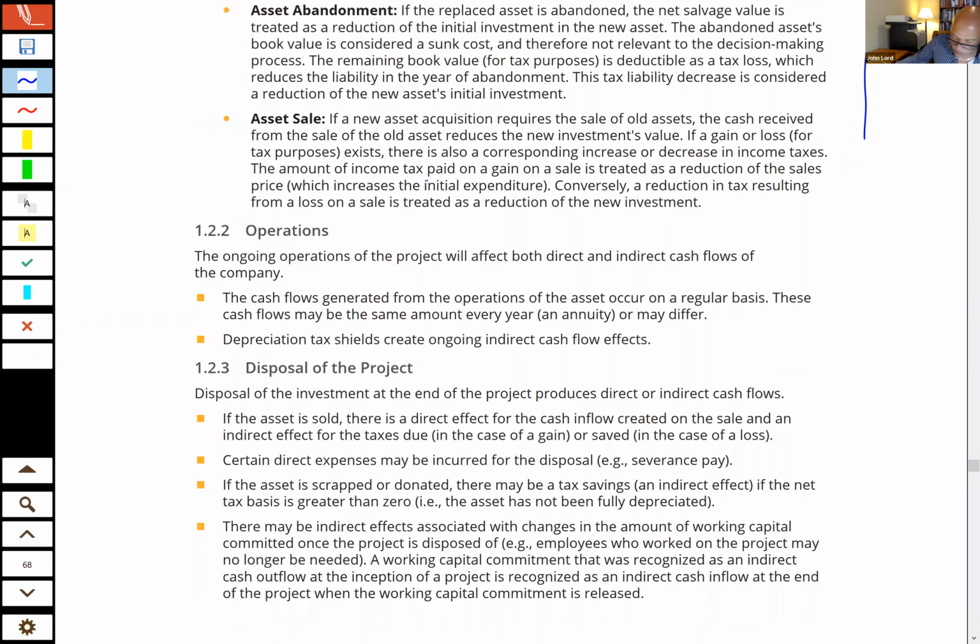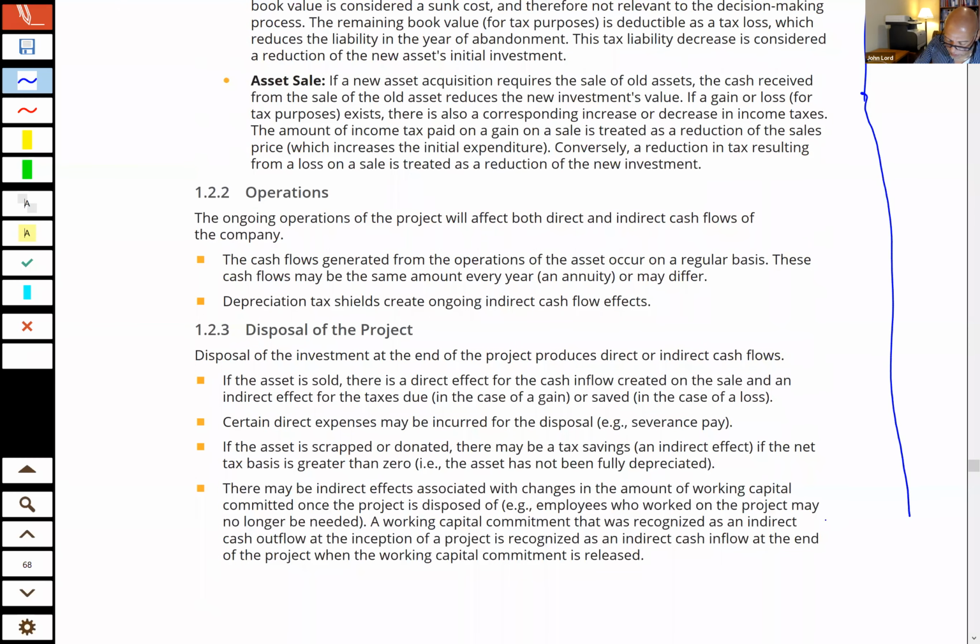Okay, and so just come down, down, down, down, down, down. And don't forget that a working capital commitment that was recognized as a cash outflow at the inception. Okay, and don't worry that they're putting the word indirect in front of it. I wish they wouldn't put that indirect in front of it because that just makes it seem harder than it is. Okay, and we're not talking about indirect cost here. We're just talking about a cash flow at the inception, and then it'll be an inflow at the end of the project, okay, when the working capital is released.